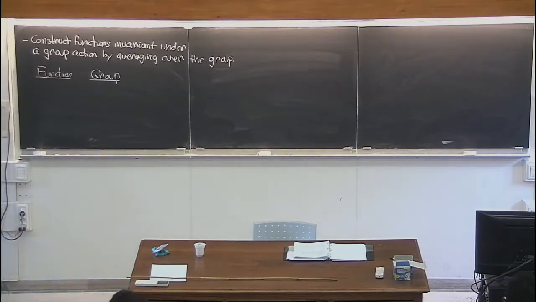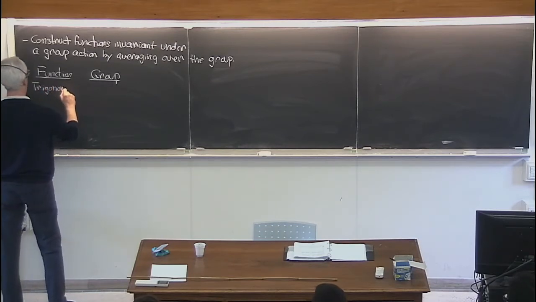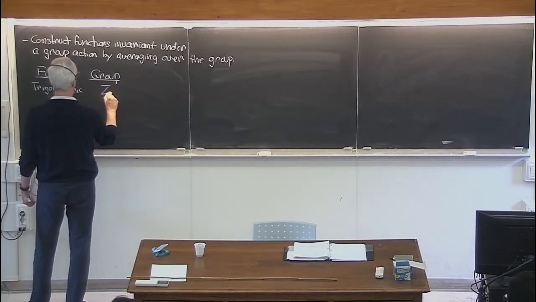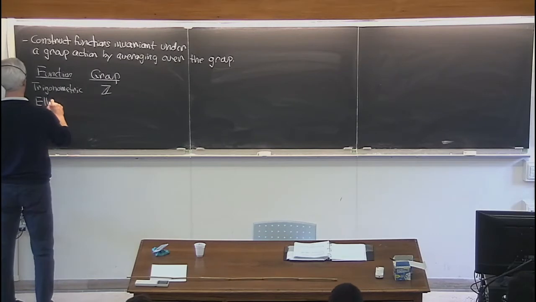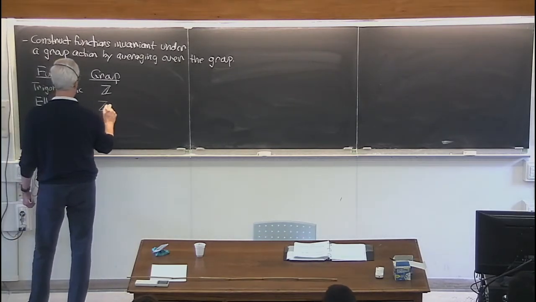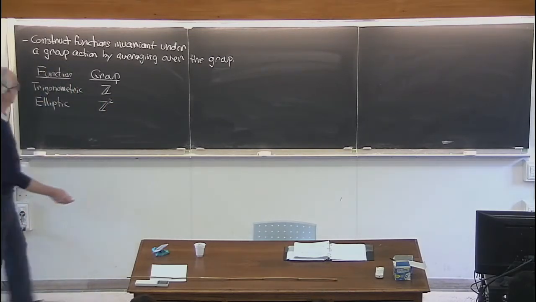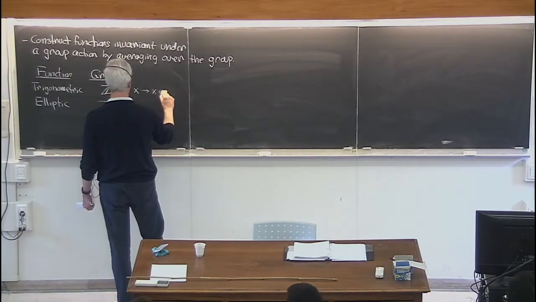So the first example, which I won't fully develop this way, but just to show you it could be done, are just the familiar trig functions, which are associated with the group of integers because they're periodic functions. The second example will be elliptic functions, where the group is two copies of the integers. So here, for example, the group just acts to take x to x plus n.